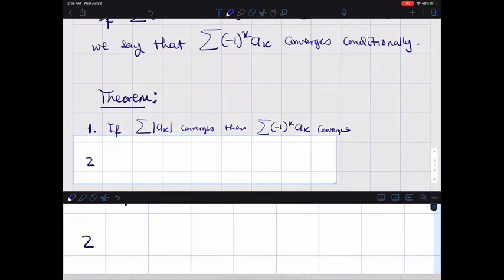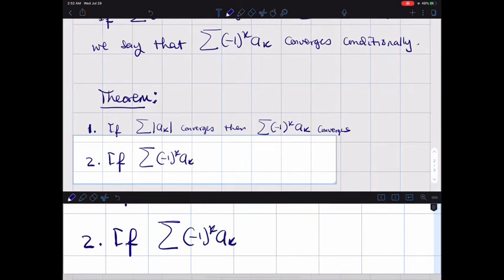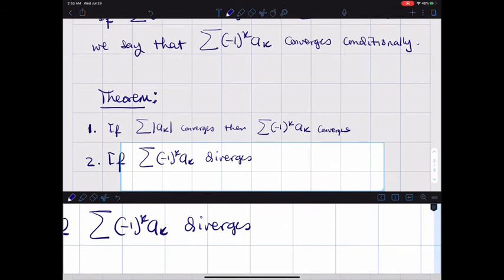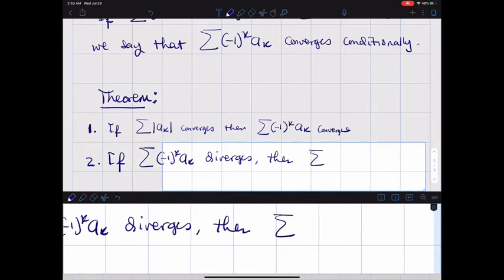Now, number two: if the original alternating series, (-1) to the power of k, a_k, diverges, then the absolute value series diverges also.